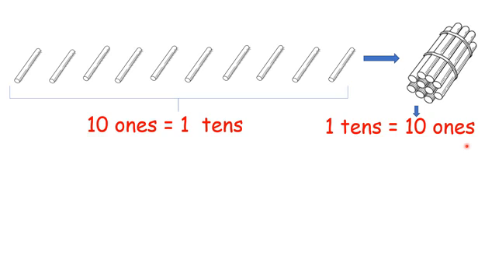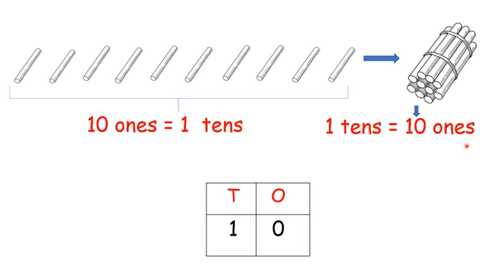Now, how do we write this in our notebook? We write it in the following place value. O for the ones column, T for the tens column. And this 1 ten, we write this 1 under the tens column, and we write the 0 under the ones column.